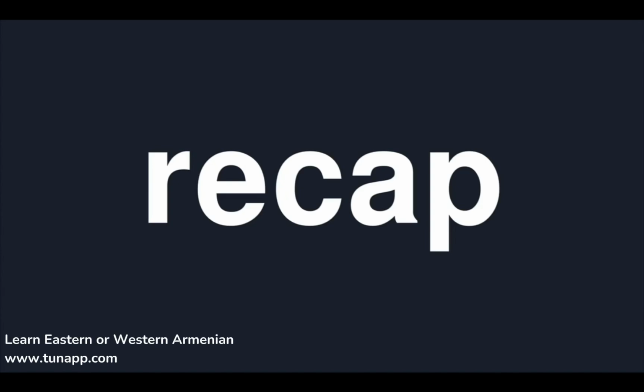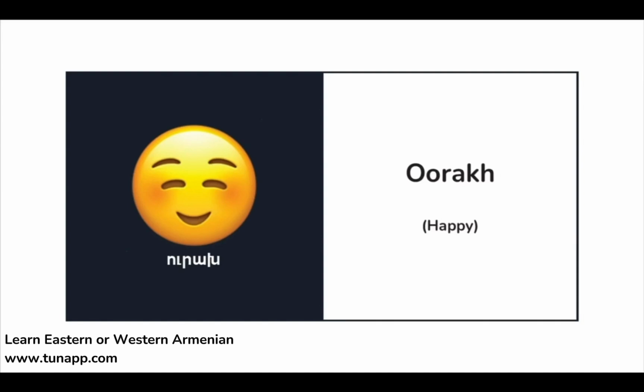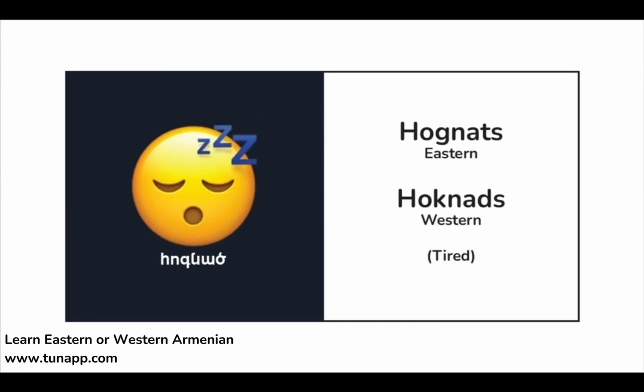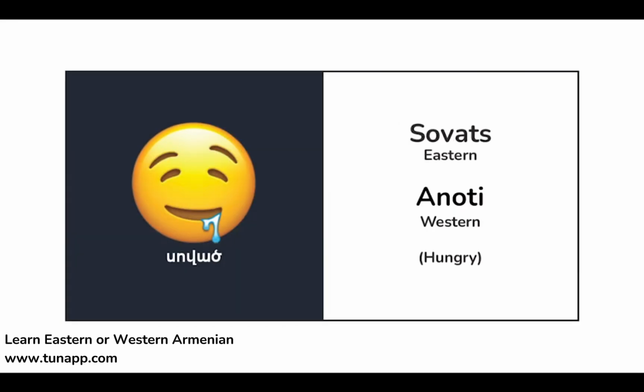Okay, let's do a quick recap before we try some more practice exercises. Urach means happy. Say this with me. Urach means happy. Hognats or hoknads means tired. Say this with me. Hognats or hoknads means tired. If it helps, look at the pictures on the left-hand side as you say it. Sovats or anoti, meaning hungry.